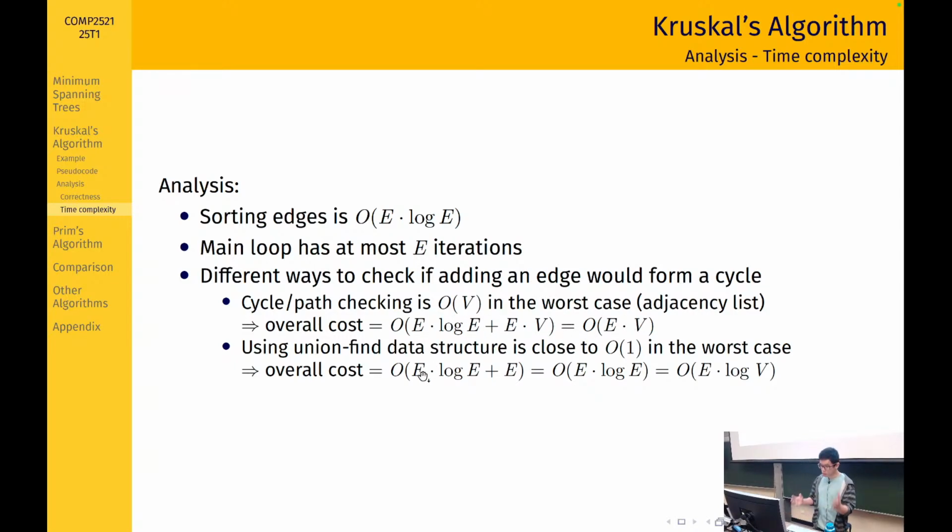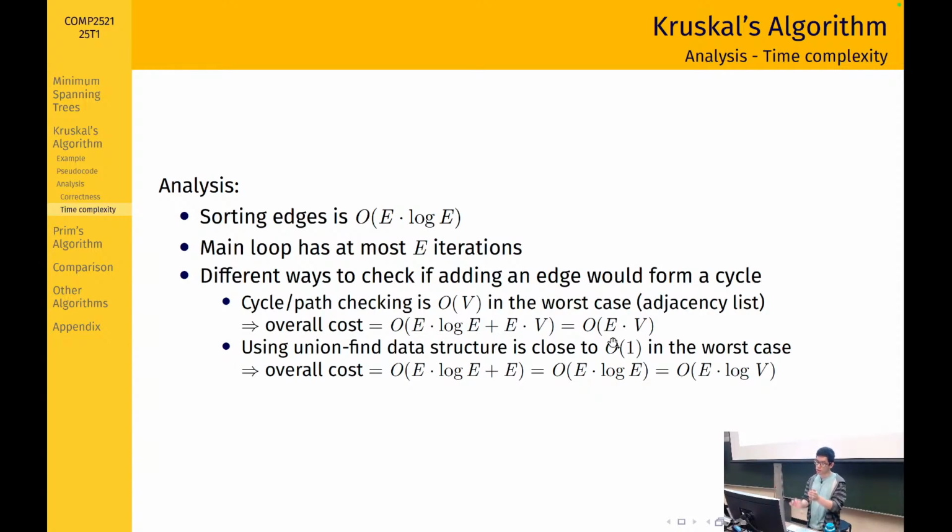Okay, so that's one way of checking if an edge would create a cycle. It's an inefficient way. The more efficient way would be to use a really cool data structure called union find. This data structure is kind of out of the scope of the course, but it is very cool. It turns out that if you use the union find data structure, checking if an edge would form a cycle is close to O(1) in the worst case.